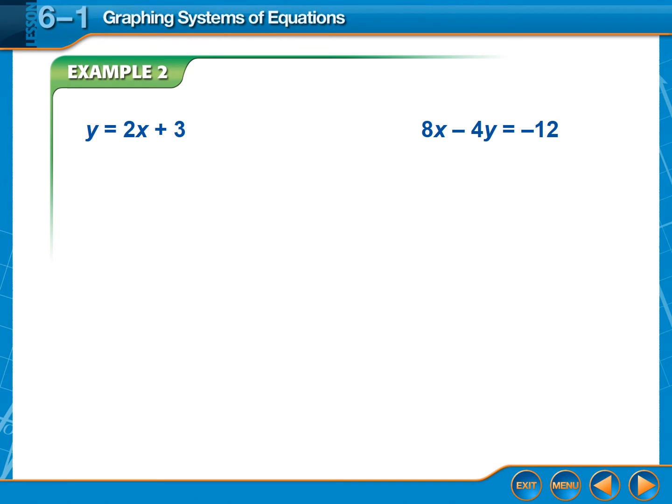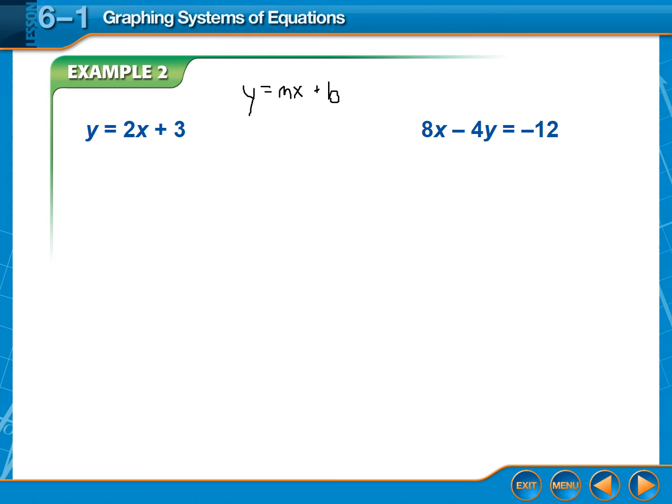If I want to graph them, what I need to do is make sure that both of them are in the right form, y equals mx plus b. If you look at the first equation, y equals 2x plus 3, that's already in slope-intercept form, so we don't need to do anything to this equation. We do, however, need to rearrange 8x minus 4y equals negative 12 into the correct form.